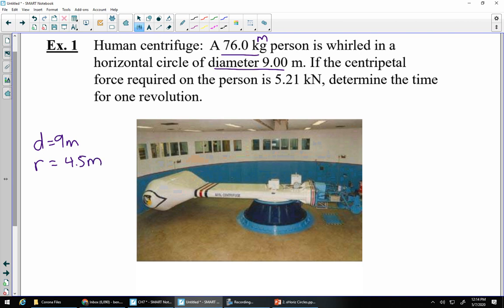Next piece, it says the centripetal force required for the person to do this, FC, is 5.21 kilonewtons. I don't really like kilonewtons right off the bat, so let's switch that to 5,210 newtons. We want the time required for 1 revolution. That's a definition: the time required for 1 revolution is the period. So what we're actually looking for here is the period. Cool. Let's see if we can figure out the period for this one.